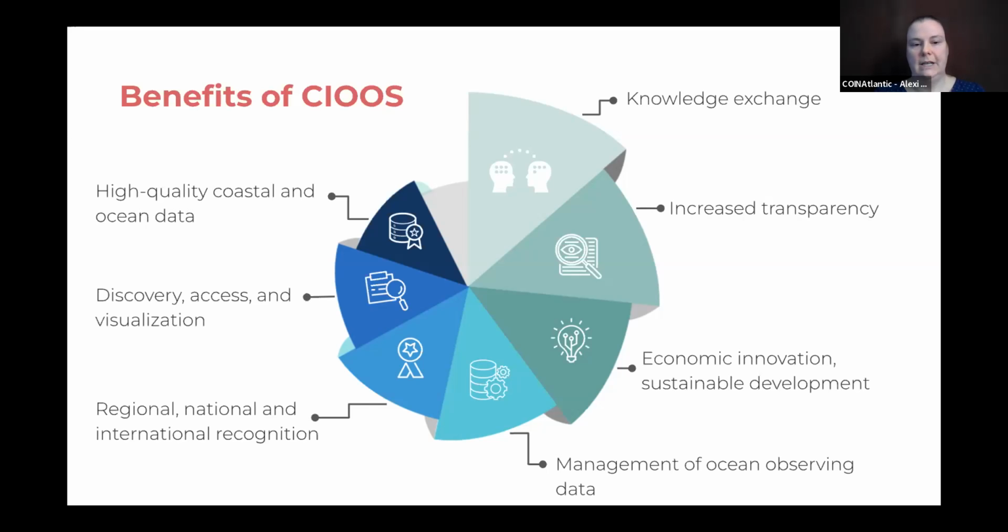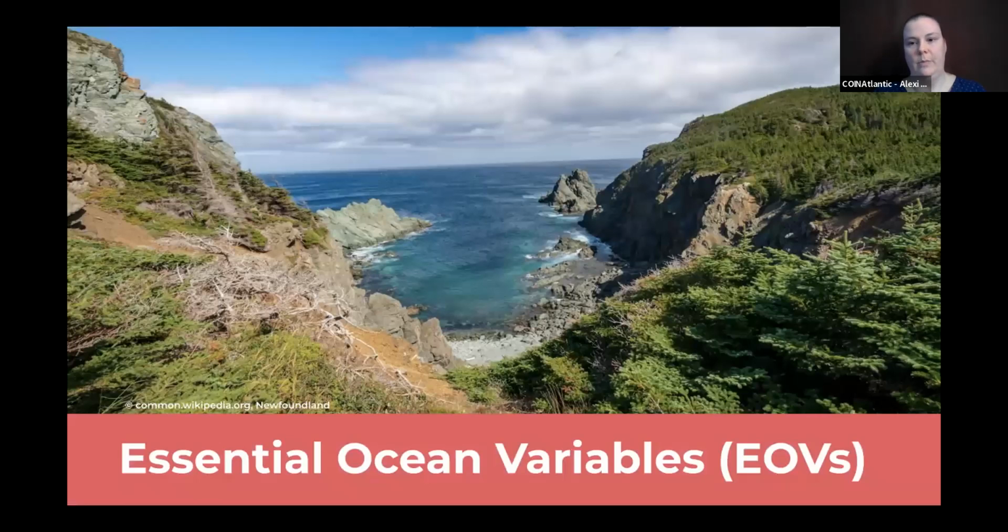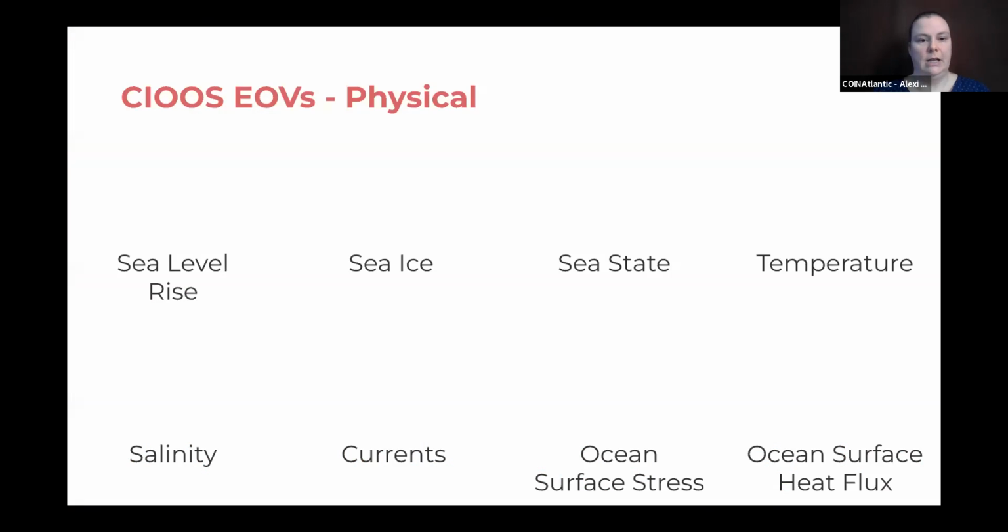So next slide, just to get a bit of an understanding of what we're talking about when we say CIOOS data. So essentially we're looking at our essential ocean variables, which currently follow the GOOS essential ocean variables, which is the Global Ocean Observing System variables. So we go to the next slide, Shen.